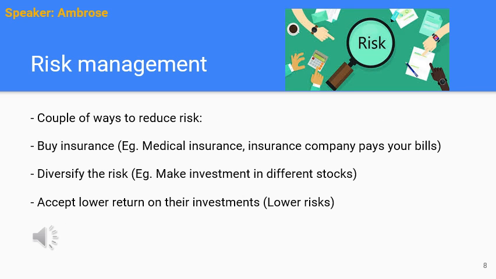Now let's move on and talk about risk. What is risk? Every time when you invest something, there is a risk involved. But sometimes the risk may be too high and you are afraid and you don't know what to do. There are a couple of ways that you can reduce the risk. The first thing is to buy insurance, such as medical insurance. For example, if you buy medical insurance, then the insurance company will pay your medical bills whenever you get sick. Then you don't need to pay yourself because the insurance has covered it.